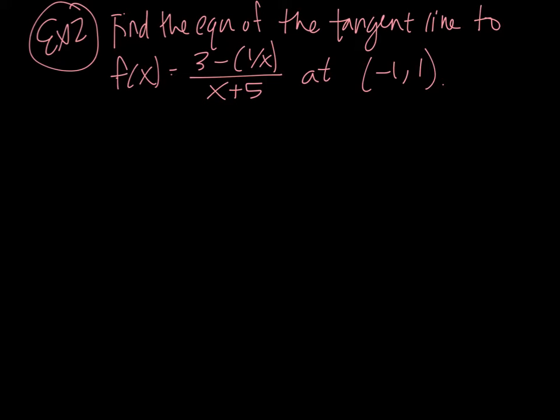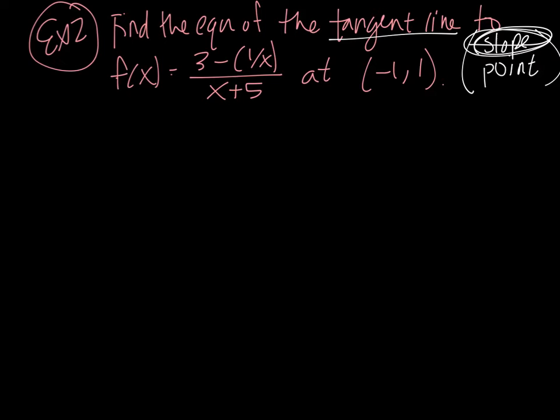I'm going to do one more example, example 2. This is asking us to find the equation of a tangent line. So of course, when you guys see tangent line, I'm really wanting you guys to think slope and point. And they actually already gave us the point, so that's nice. So really, we're just trying to find the slope. And to find the slope, we need to find the derivative.